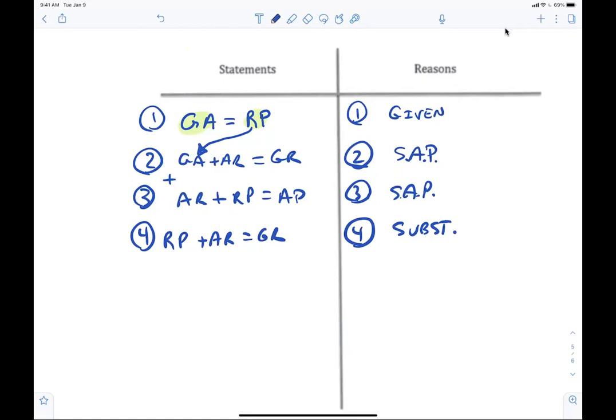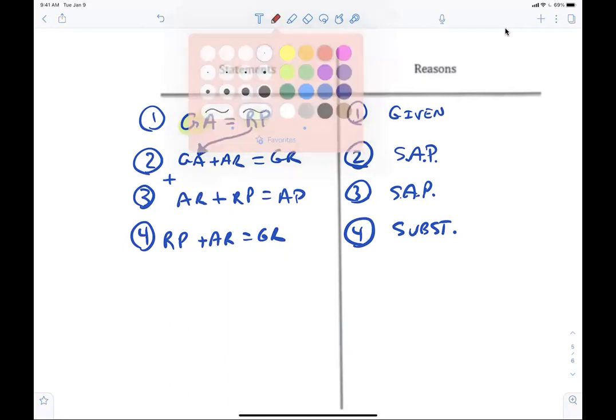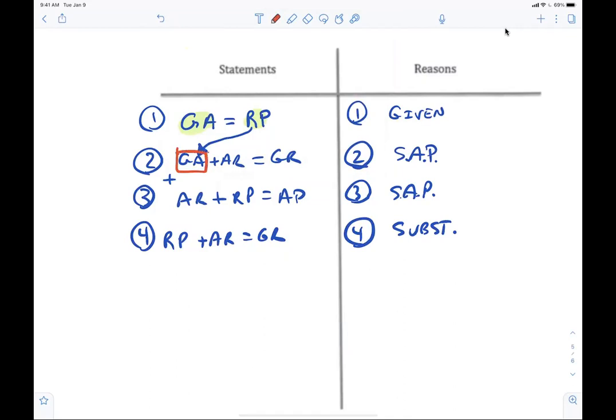Now what? I have a question. With the last step, wouldn't that be the same thing as writing GA plus AR equals AR plus RP? No. Because GR is equal to GA plus AR. All I did was I took this GA and I made it RP. That's all I did. I changed GA to RP. This was GA. I changed it to RP. Right?